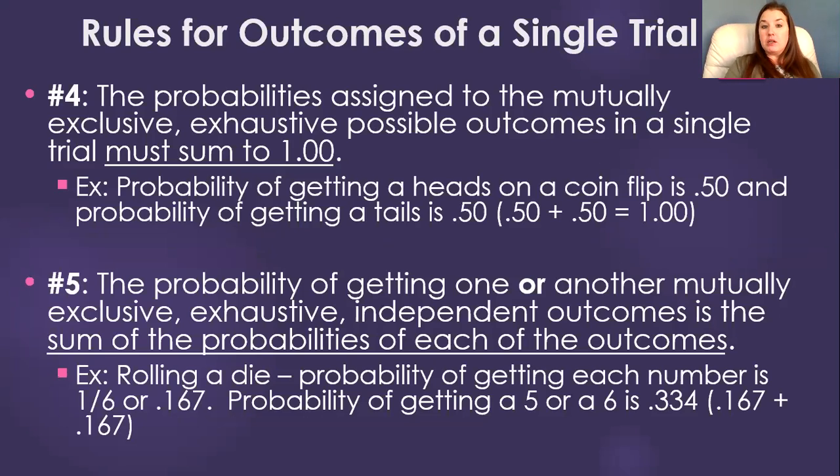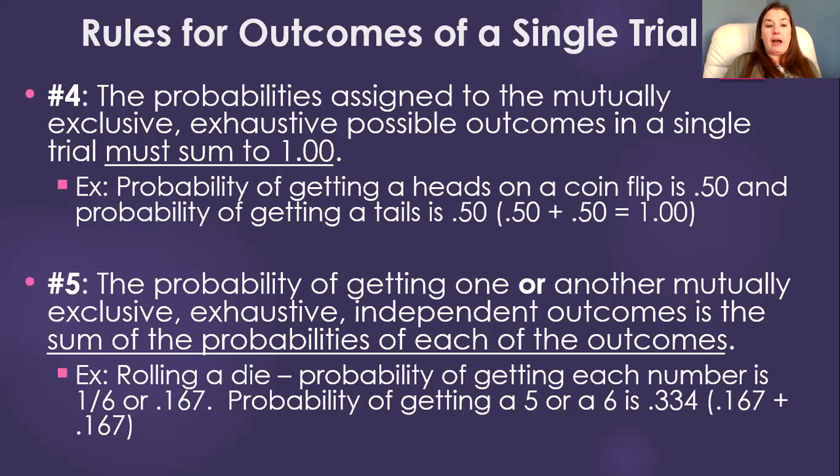Rule number 4 is that the probabilities assigned to all of these outcomes, everything we talked about for the previous rules, the mutually exclusive, exhaustive possible outcomes in a single trial, must sum to 1. That just means if we take the probability for each of those outcomes and add them up, it's going to add up to 1. So for flipping a coin, you have a 50% shot of getting heads versus tails, so 0.5 plus 0.5 equals 1.